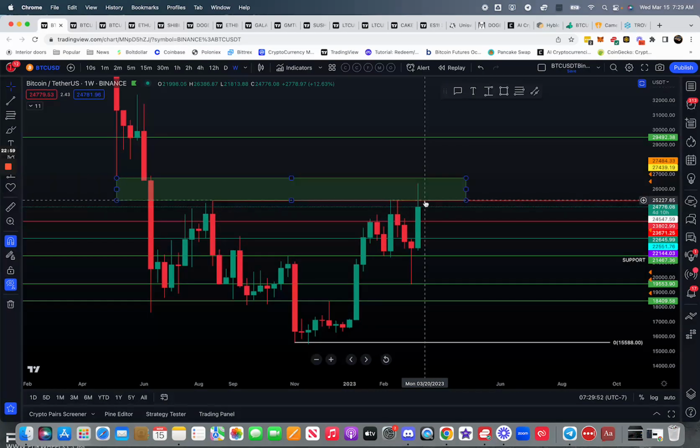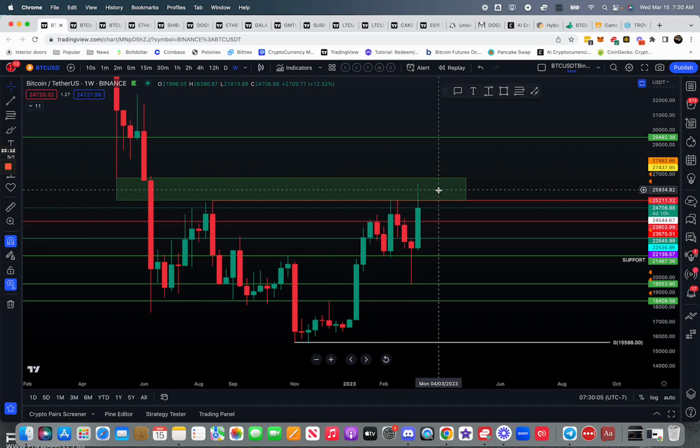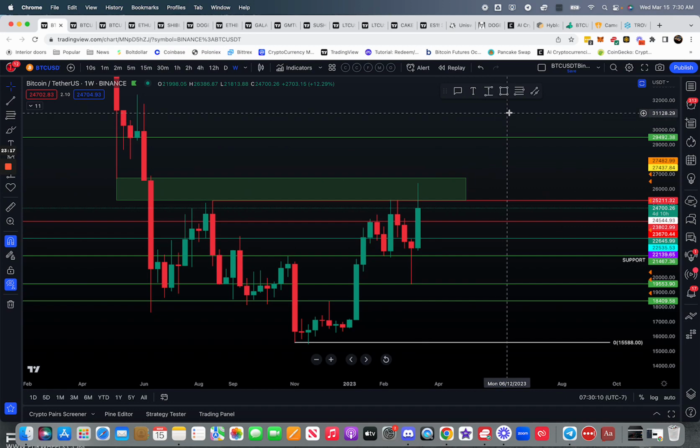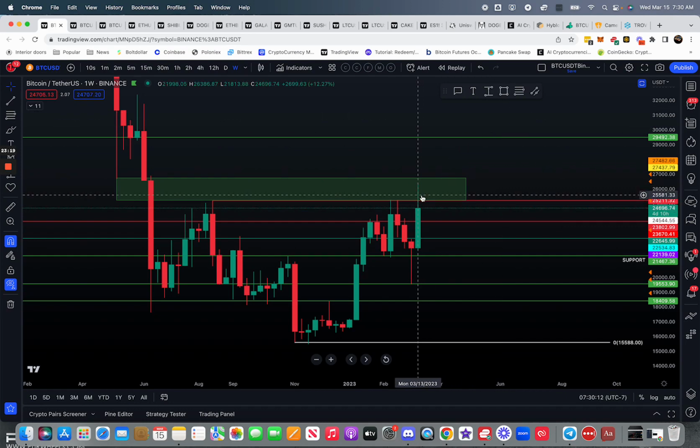If we close below here, we start diminishing the probability that we're going to see follow through. If we can close this weekly candle above this resistance that we have not been able to close above, it now increases the probability that we may be going higher. Now, one close does not solidify that we're going to go higher. We can easily close and then come right back and start heading down.